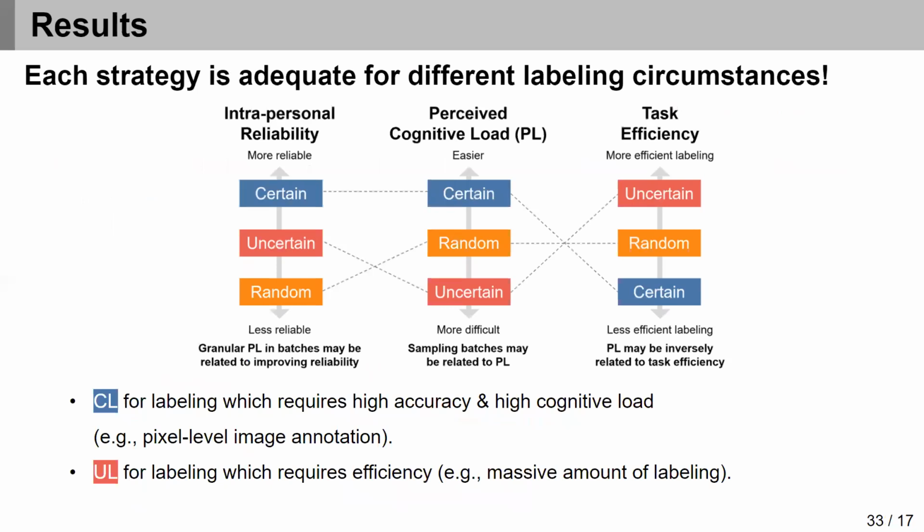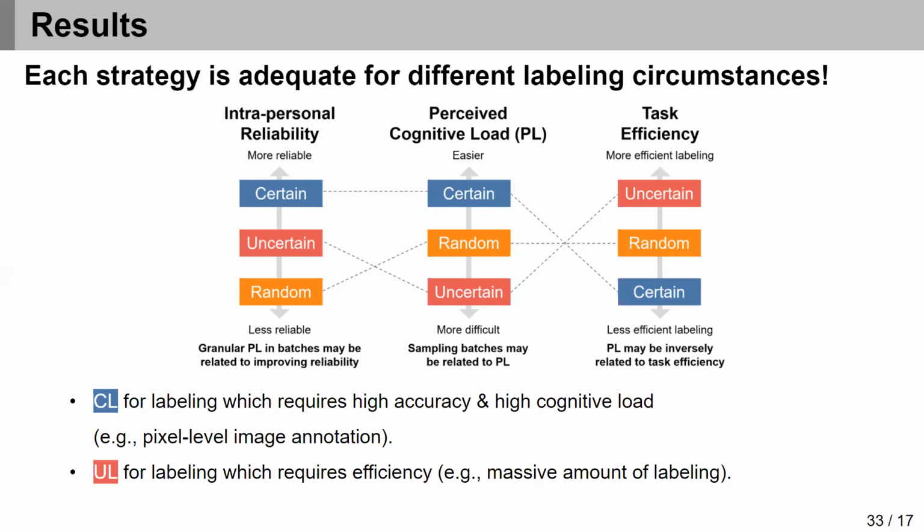This slide summarizes the results of the study. We found that each sampling strategy is adequate for different labeling circumstances. To be more specific, CL achieves the highest intrapersonal reliability and the lowest perceived cognitive load. Therefore, CL is adequate for labeling which requires high accuracy and cognitive load, such as pixel-level image annotation.